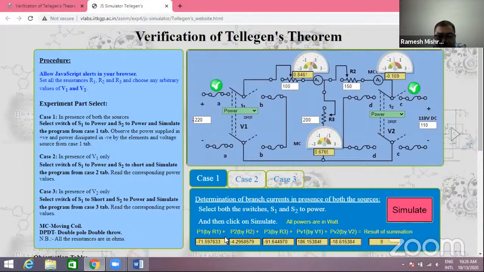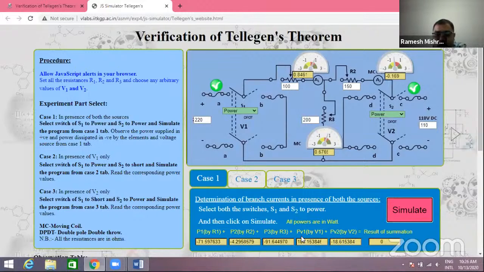After the simulation we can see here the first resistance power is minus 71.597633. This is the first resistance power. The second resistance power is minus 4.2958579, and the third resistance power is minus 91.644970. Now we have to calculate the power of the sources.